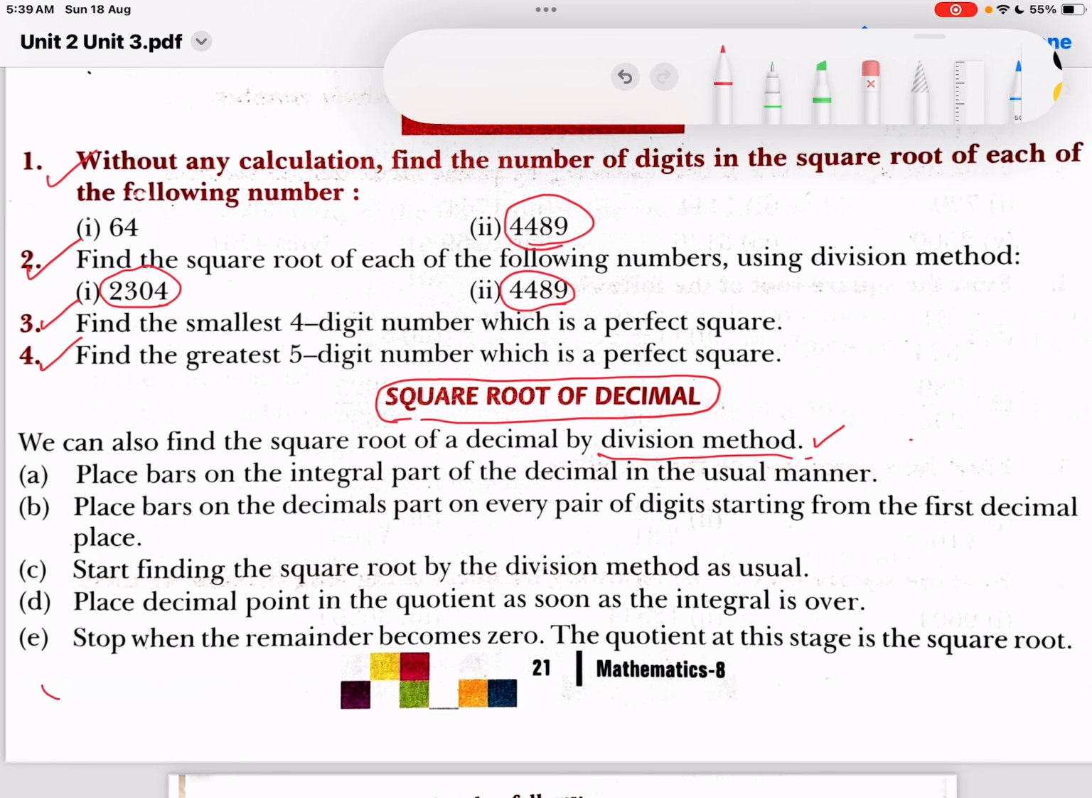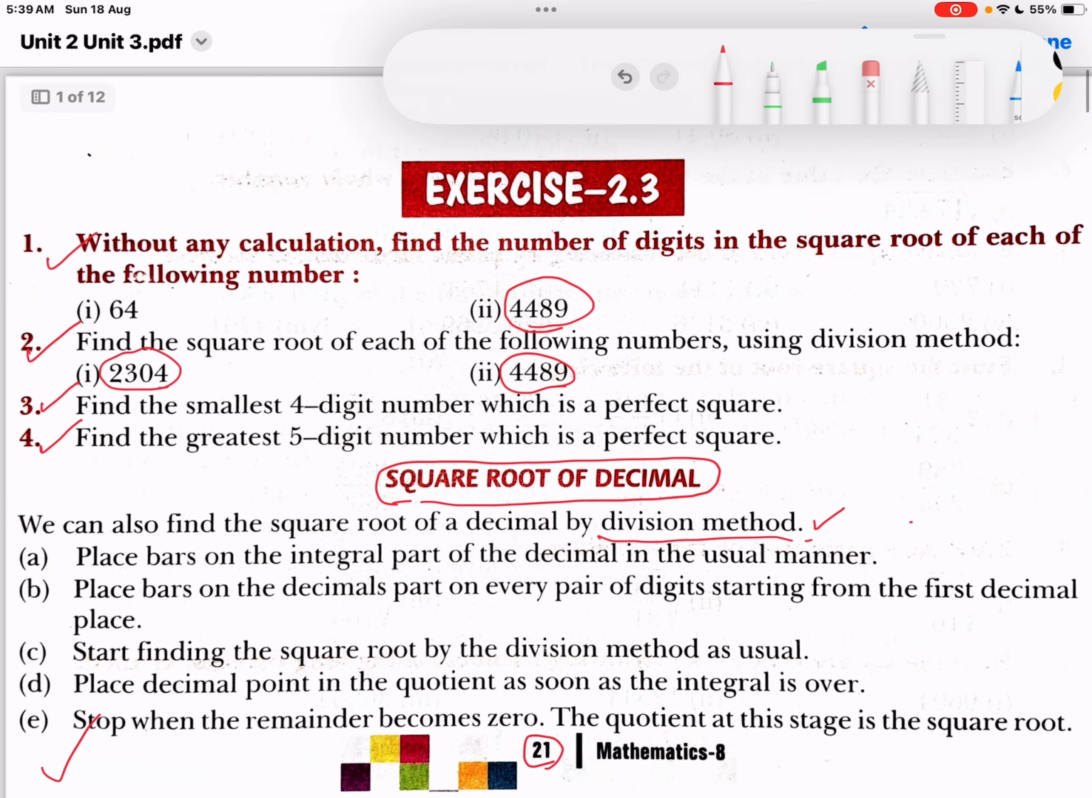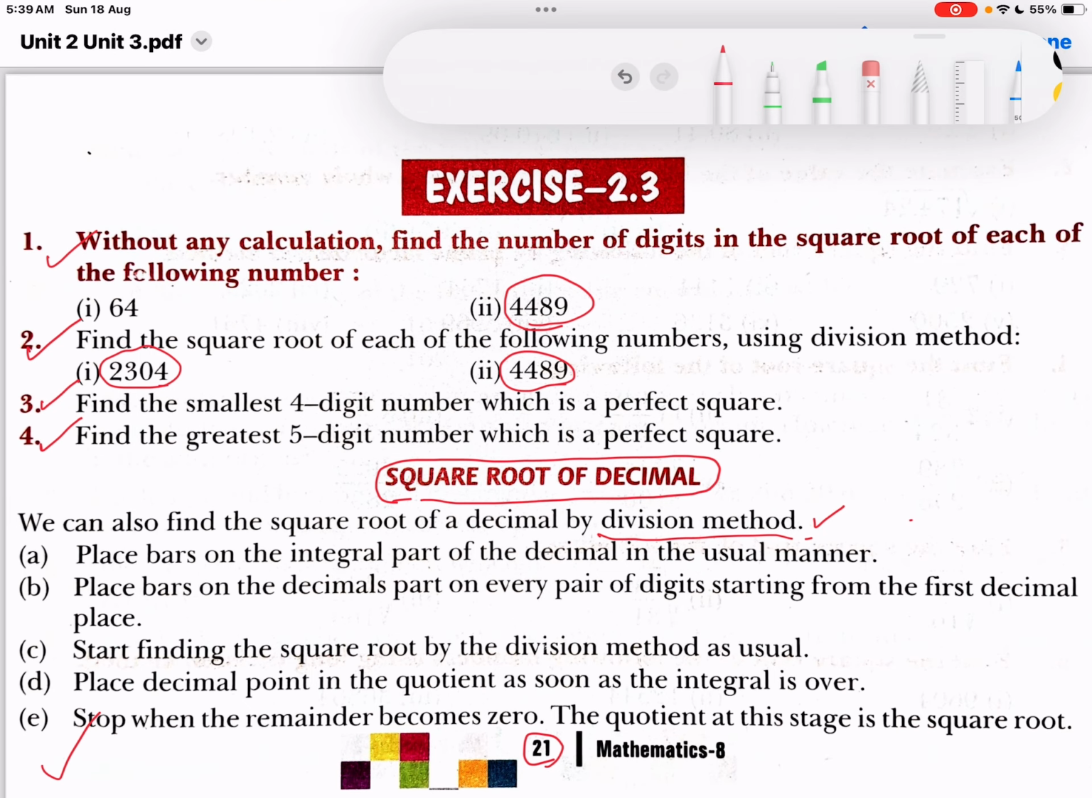The rule is enlisted here and in your book on page number 21 at the bottom of the page, you can see and note it down. Just after the exercise 2.3, you have to note down the rules of the square root of a decimal, and these 5 rules you have to note down. What these rules actually are, I will explain and show you after solving the questions.